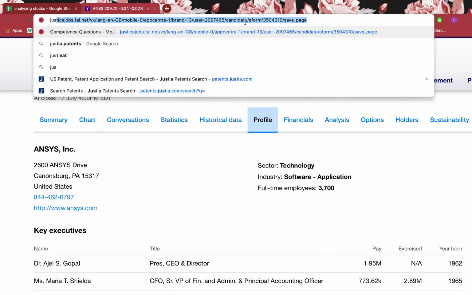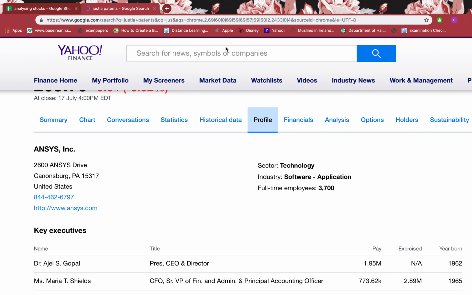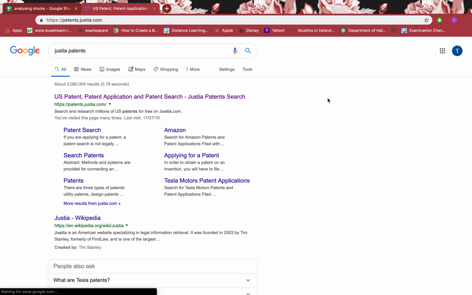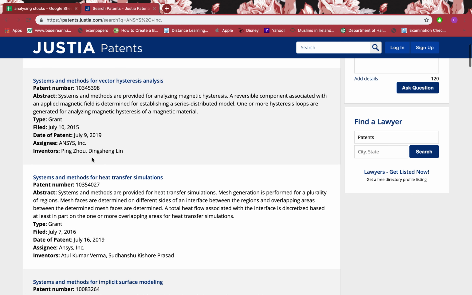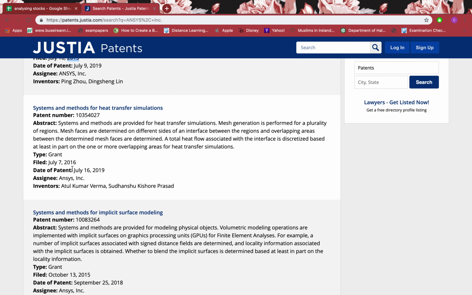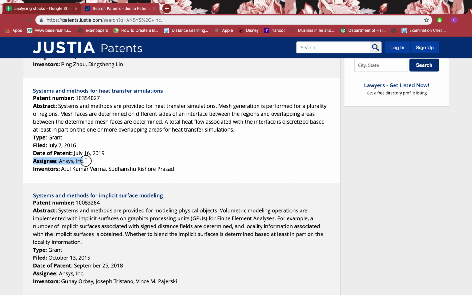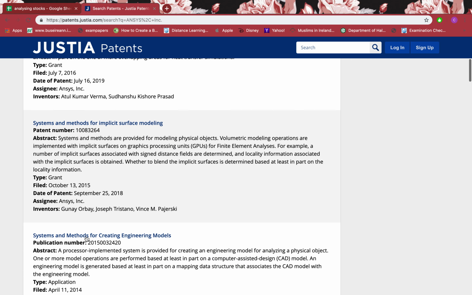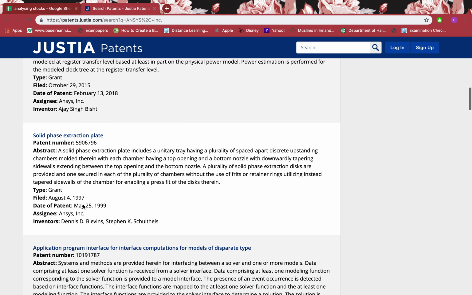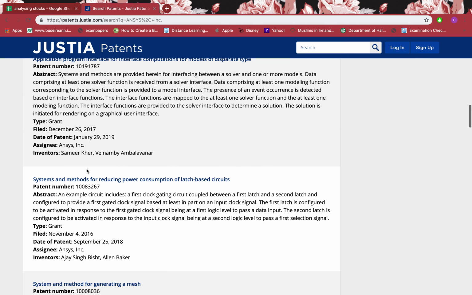Just go to Justia Patents and I want to show you if it has any patents or not. In 2015 it has a patent, 2016 it has a patent, right? I'm looking at assignee or applicant. I'm not looking at inventors, because inventors are people who invented but they don't have full rights to the patents. Assignees or applicants have full rights. So look at only assignee or applicant. So 2016 they have a patent, 2015 they have a patent, 2014, 2015, 1997, 2017.